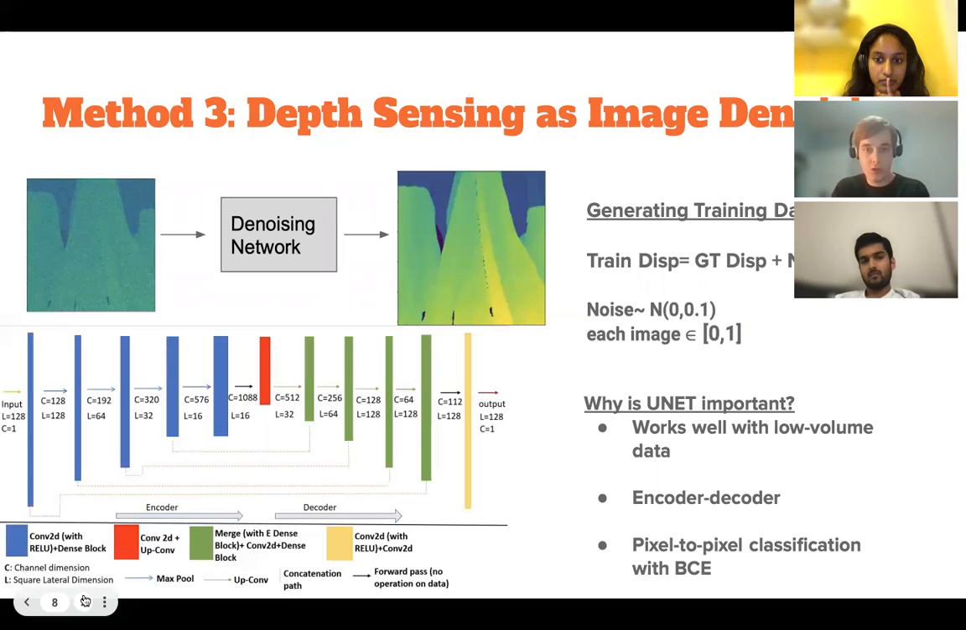The top right portion of the slide describes how we generated our training data. We basically just took the ground truth disparities and added noise terms to them, drawn from a Gaussian of mean 0, standard deviation 0.1. UNet is important because it works very well with low volume data. It has the encoder-decoder architecture, but instead of using MSE, it uses a pixel-to-pixel classification with binary cross-entropy.